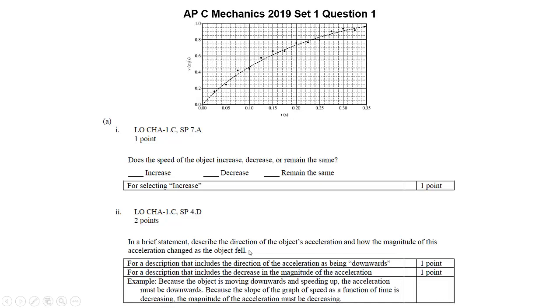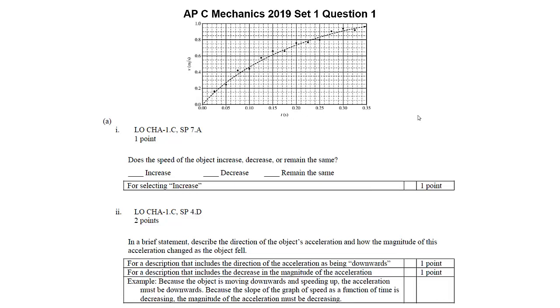Question 2, in a brief statement, describe the direction of the object's acceleration and how the magnitude of this acceleration changed as the object fell. Well, this is a graph of speed versus time. Acceleration is, of course, the rate of change of velocity, or in this case, the rate of change of speed, which hopefully you know means the slope of the graph. So basically the question is asking you about the slope of the graph.